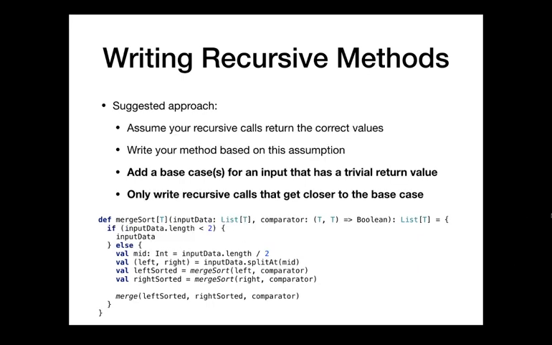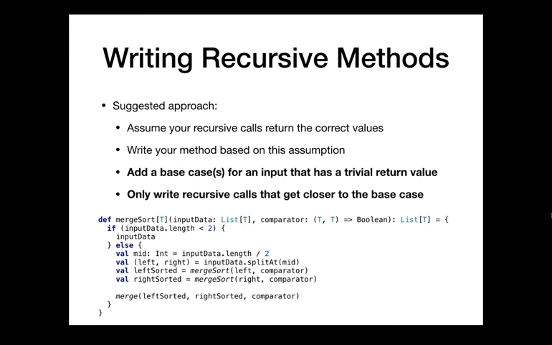Next, we add in a base case, which is going to be some trivial input-output behavior. For this, any input of length less than 2. If I have an input list of length 1 or 0, it's already sorted. I can just return it. Very simple, trivial input-output behavior.